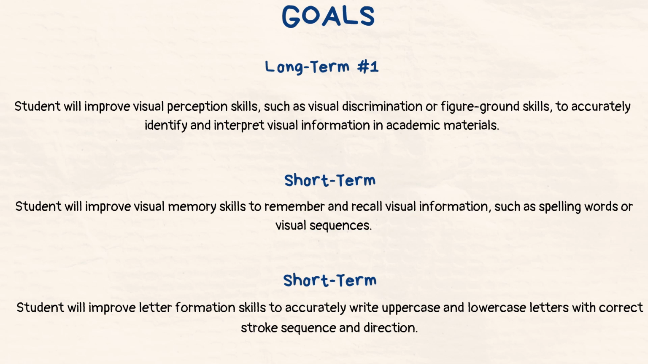For the first short-term goal, I said that student will improve visual memory skills to remember and recall visual information, such as spelling words or visual sequences. And the other short-term goal is student will improve letter formation skills to accurately write upper and lowercase letters with the correct stroke, sequence, and direction.